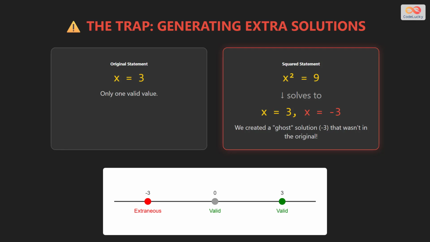But here is the warning. When you square an equation, you often generate extra solutions that are not valid. Think of the simple equation x equals 3. If we square it, we get x squared equals 9. But if we solve that new equation, we get x equals 3 and x equals negative 3. That negative 3 is an extraneous solution. It appeared because of the squaring process.